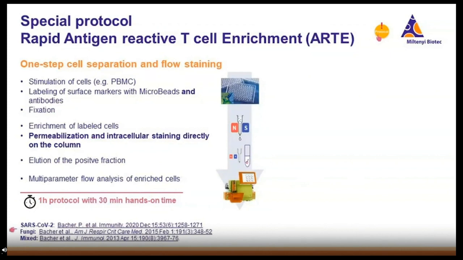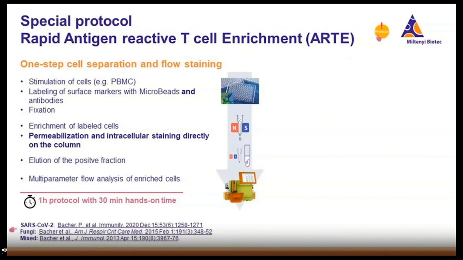So Rapid ARTE combines cell stimulation, surface marker staining, and intracellular cytokine staining with an enrichment step based on, for example, CD154, which, as we just saw, is a really good marker to enrich rare CD4 positive T cells. Strikingly, however, permeabilization and intracellular cytokine staining can be directly performed in our MACS columns during the enrichment. These enriched and stained cells can then be eluted and easily analyzed on standard flow cytometers, like, for example, our MACSQuant analyzers.